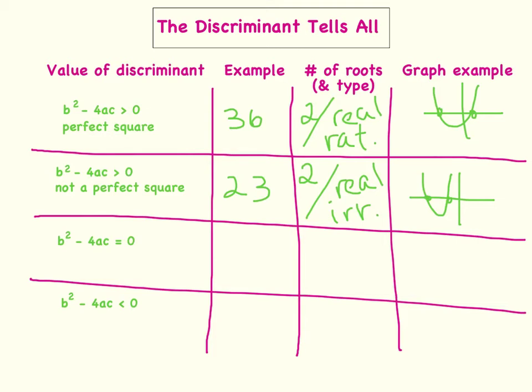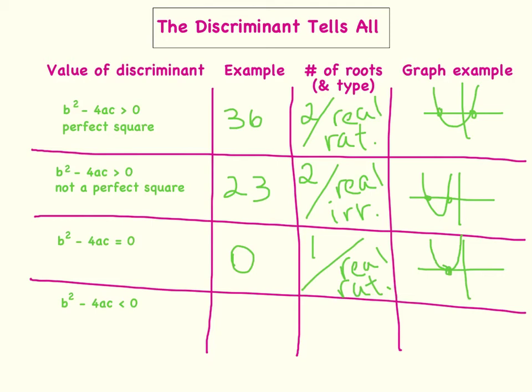Now let's look at the discriminant that equals 0. There is only one example of this, and it is the number 0, if your discriminant equals 0. Now if this is the case, you will only have one root. And that root will be real and rational. And I'm abbreviating the word rational. An example of this graph would be where your parabola only touches the x-axis. It doesn't cross over it.